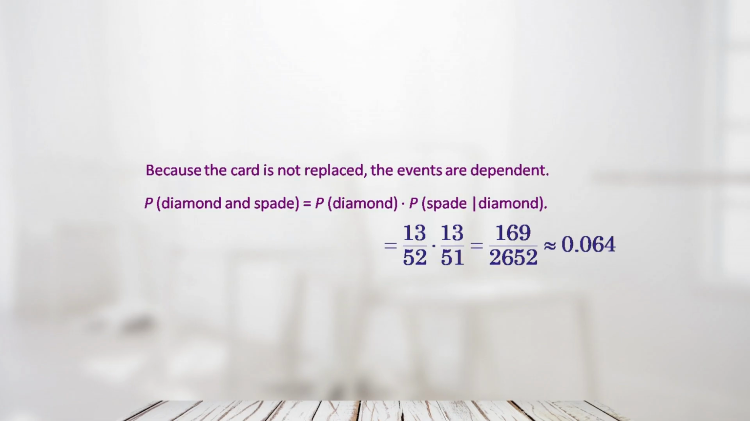Because the card is not replaced, the events are dependent, and P(diamond and spade) equals P(diamond) multiplied by P(spade given diamond). So 13/52 multiplied by 13/51 equals 169/2652, and that comes to 0.064, which is the probability of diamond and spade using the rule of multiplication.